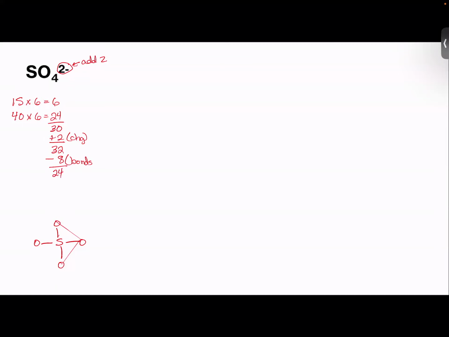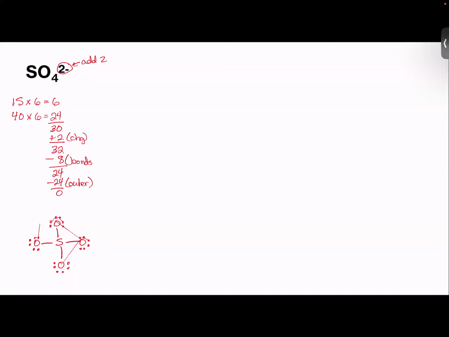The next step says to give your external atoms an octet. The oxygen currently only has 2 valence electrons found within the single bond to sulfur. So in order for our oxygens to have an octet, we have to give each oxygen atom an additional 6 valence electrons. 6 times 4 is 24, so we used up all of our valence electrons on our outer atoms.